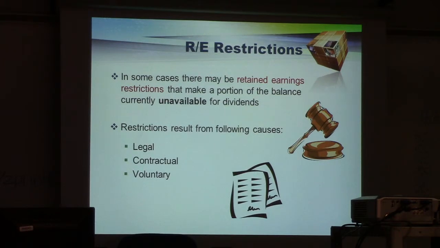They can be legal in the sense that if they are, perhaps, the first set of common shareholders, they may have restricted the way retained earnings have to be distributed. They can be contractual from banks, for example. Banks can say that you cannot give out dividends unless and until you have this much amount of retained earnings, which means that they can pay the loans prior to the dividends. And they can be voluntary by the directors of the corporation if they feel that that's what they want to do.